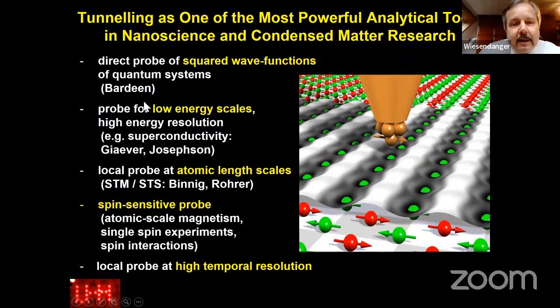We have learned that tunneling is the fundamental probe at low energy scales for the superconducting state, going back to the famous work of Ivar Giaever and Brian Josephson. So this is fundamental actually for any kind of research on superconducting samples, as you know. And due to the famous work of Gerd Binnig and Heinrich Rohrer, we knew, of course, that tunneling is a most powerful probe on a local scale, even on an atomic length scale.